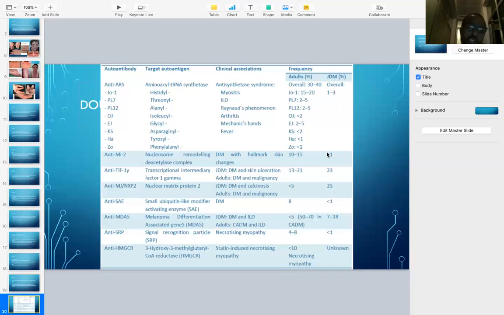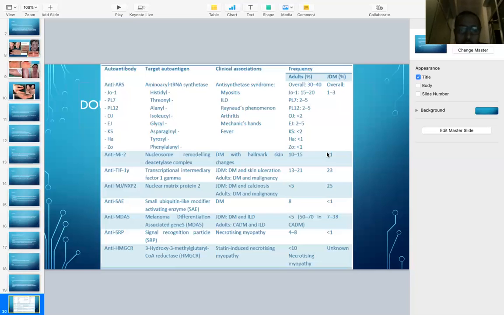Recently, with very small frequencies, now there are a number of antibodies which are directed to the amino acid RNA synthetases, which are associated with anti-synthetase syndrome. And the other is anti-Mi-2. These are antibodies associated with dermatomyositis.